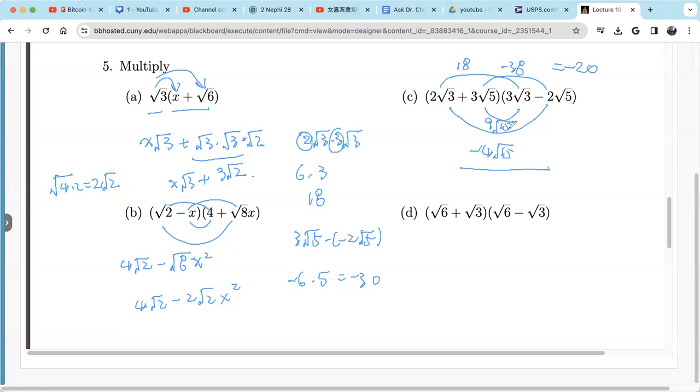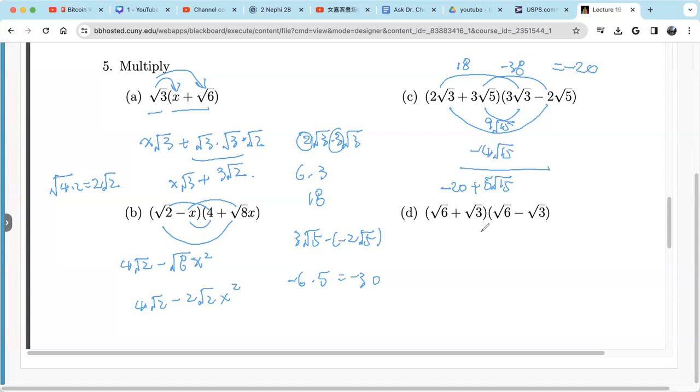So 9 radical 15 minus 4 radical 15, so we get a 5 radical 15. Radical 15 is just an irrational number. But what about for the number? We'll get negative 20 plus. So in the end, C is negative 20 plus 5 square root of 15.